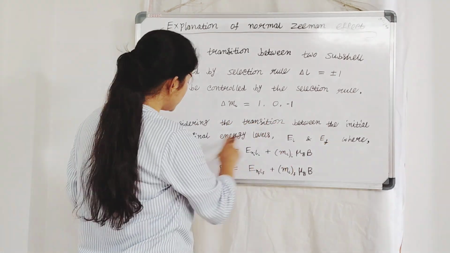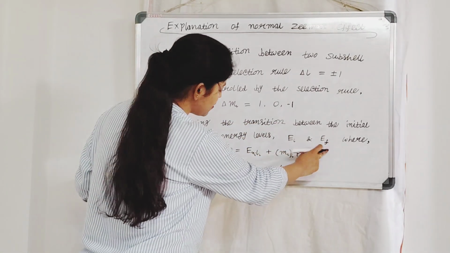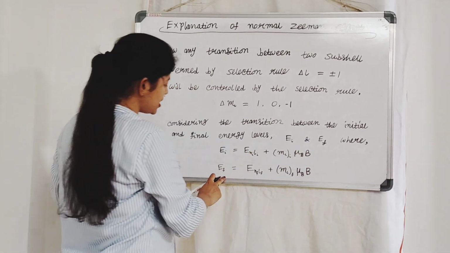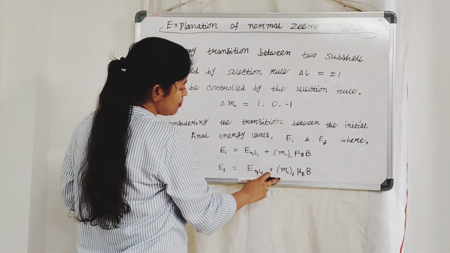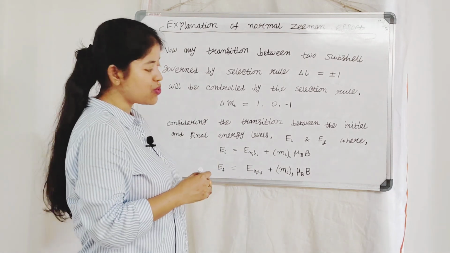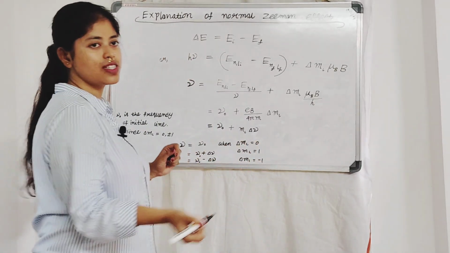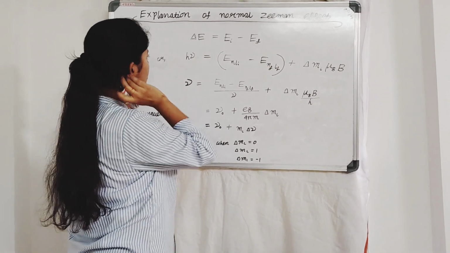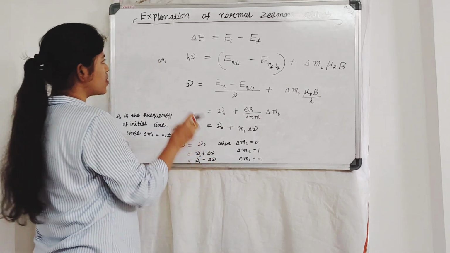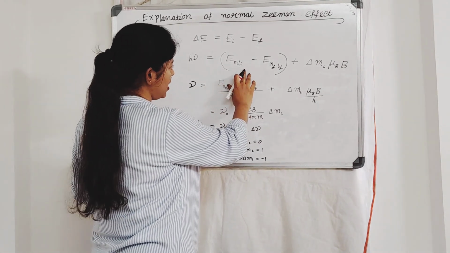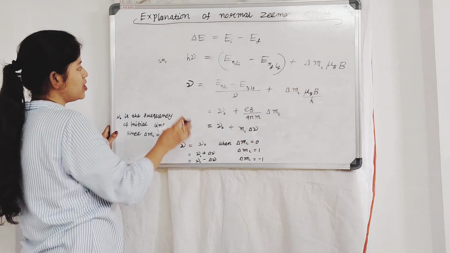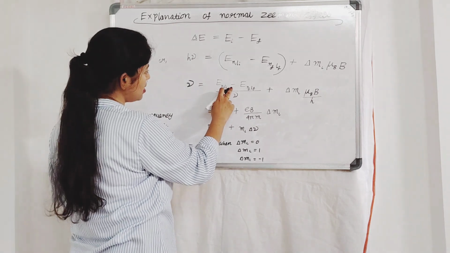Considering the transition between the initial and final energy levels E i and E f, where E i equals E n i L i plus ml i mu B B and E f equals E n f L f plus ml f mu B B. Now, considering the transition between initial and final energy levels E i and E f, we get delta E equals E i minus E f. So h nu equals E n i L i minus E n f L f plus delta ml mu B B.